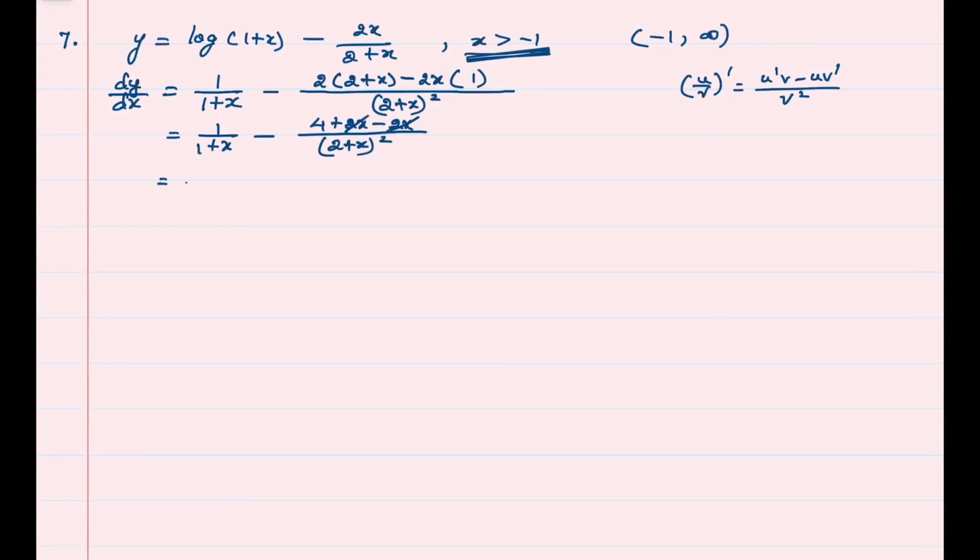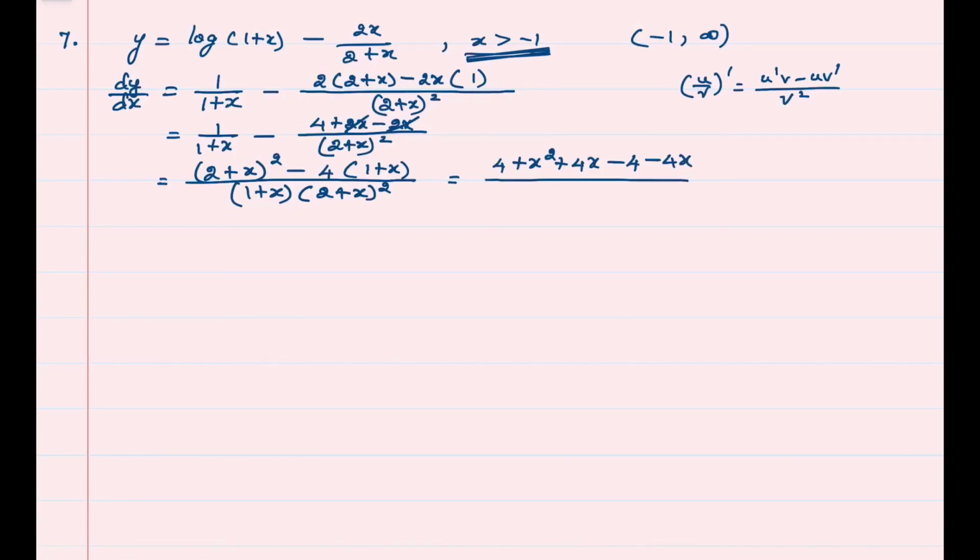We will take LCM. 1 plus x times 2 plus x the whole square. We get 2 plus x the whole square minus 4 times 1 plus x. Let us simplify the numerator. 4 plus x square plus 4x minus 4 minus 4x upon 1 plus x times 2 plus x the whole square. We get x square upon 1 plus x times 2 plus x the whole square.